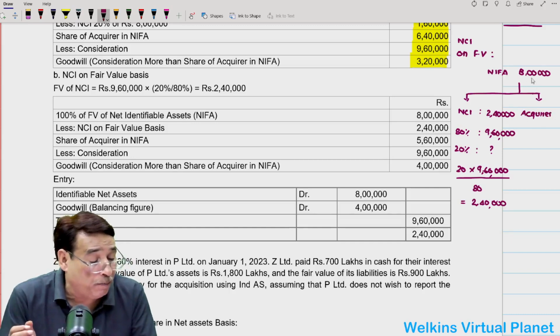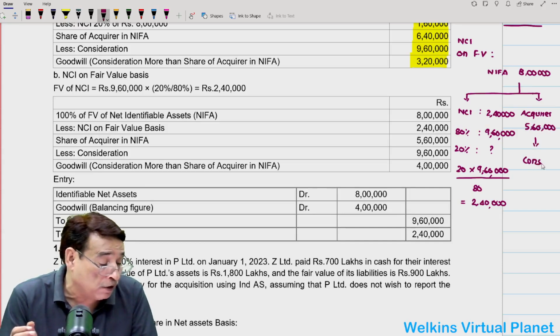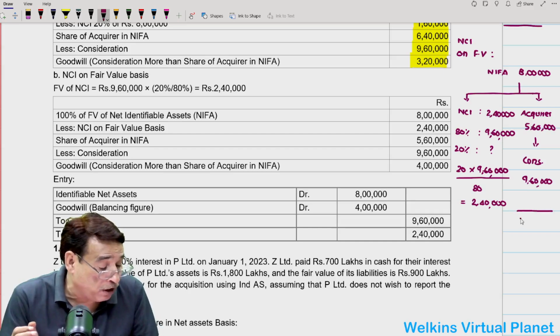Acquirer company share will be 8 lakh minus 240, that will be equal to 5,60,000. And then I am going to compare it with the amount of consideration. Consideration amount, as you have already seen, is equal to 9,60,000. Now this time you must have noticed our amount of goodwill is equal to 4 lakh.